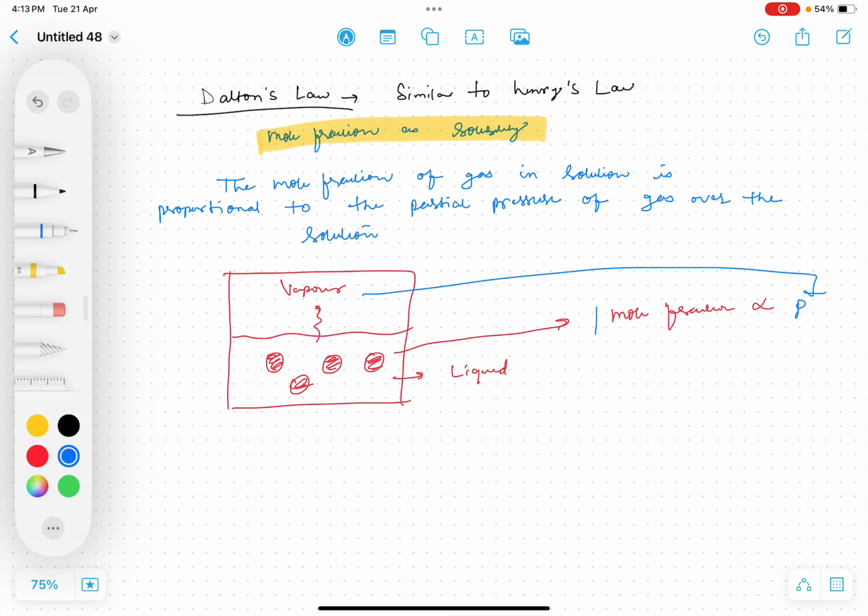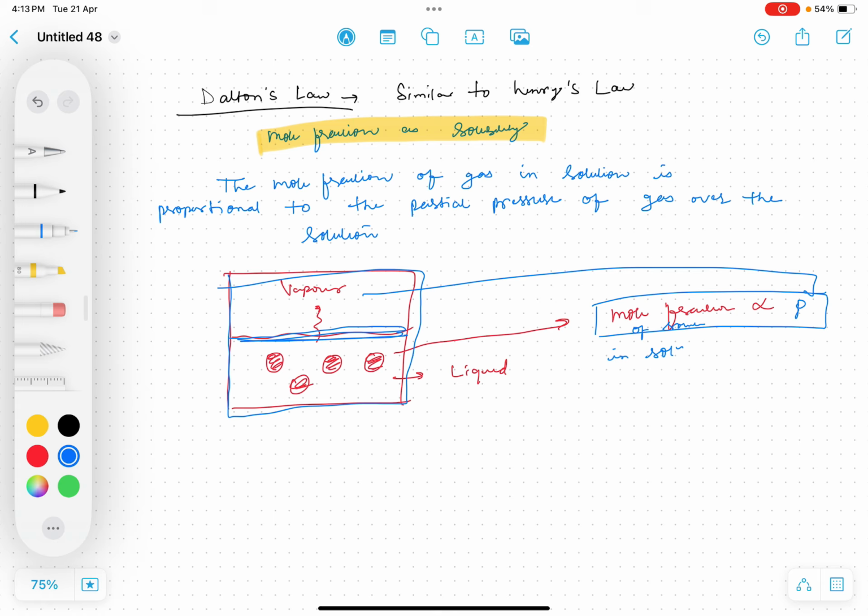which is present over the liquid interface and which is produced by the liquid in which we have added the solute. So the mole fraction of solute in solution is directly proportional to the partial pressure of that gas.